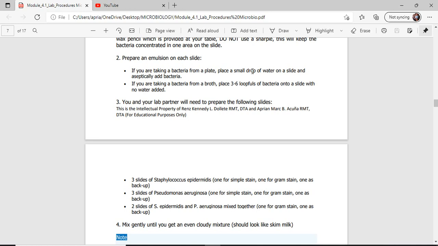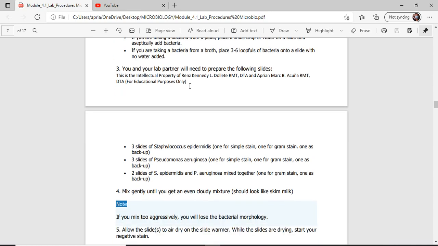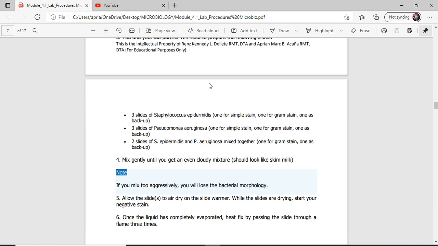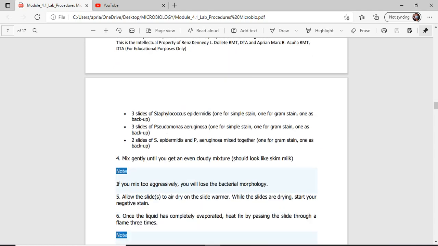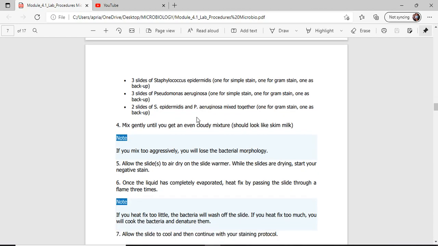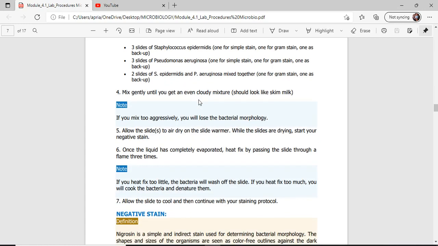Then your lab partner will need to prepare the following slides. You have 3 slides for Staphylococcus epidermidis, 3 slides of Pseudomonas aeruginosa, and 2 slides of Staphylococcus epidermidis and Pseudomonas aeruginosa mixed together for a gram stain as one backup. Then mix gently until it makes a cloudy mixture.